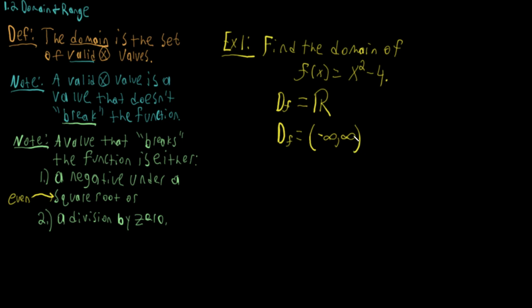Please note that this is not an ordered pair. Infinity and negative infinity are concepts, not numbers. And we'll get more into this interval notation in a moment. But for now, you should just know that that's what this thing is called. This thing is written in something called interval notation.